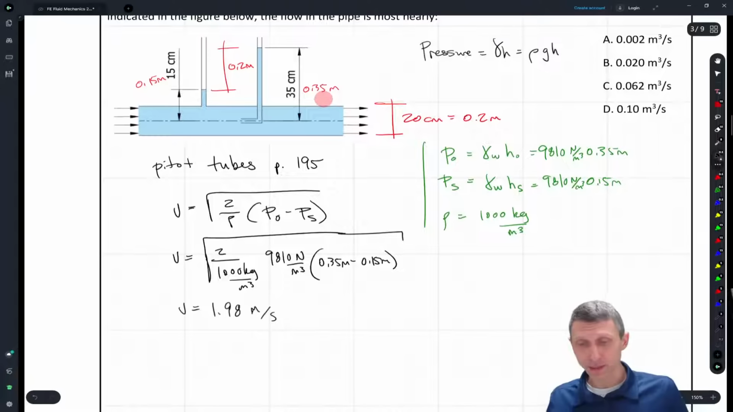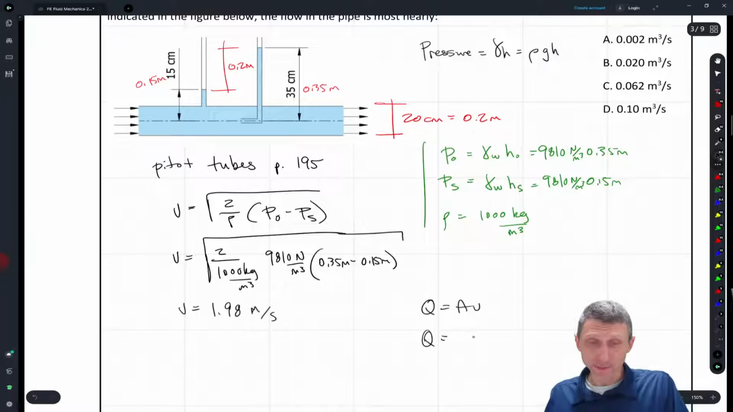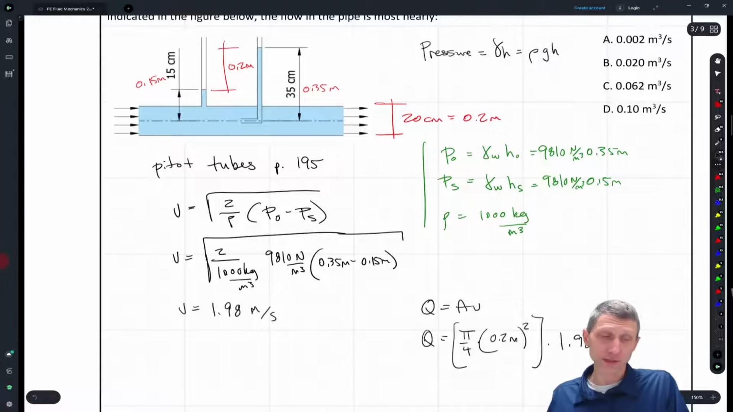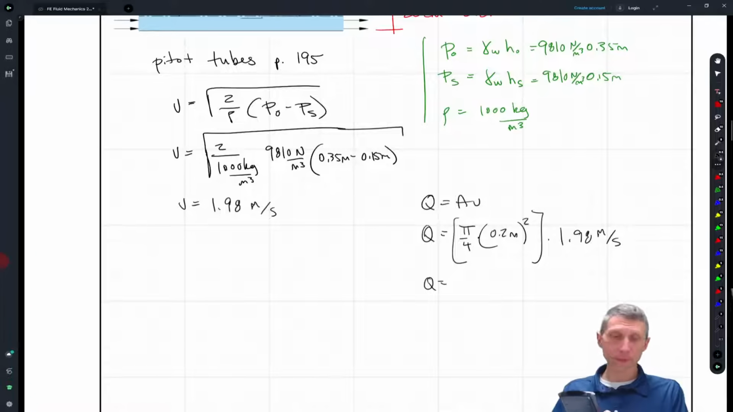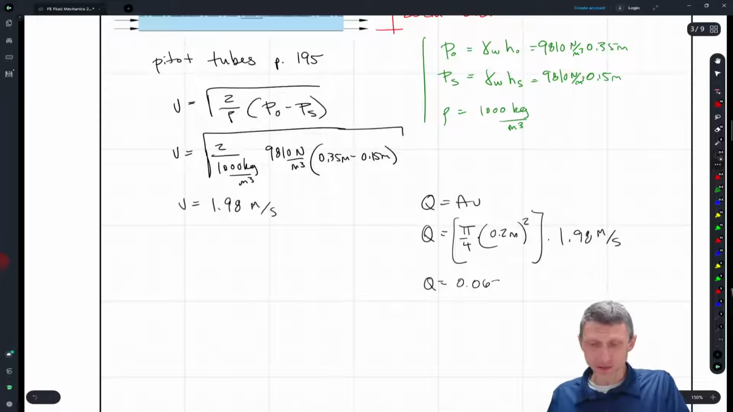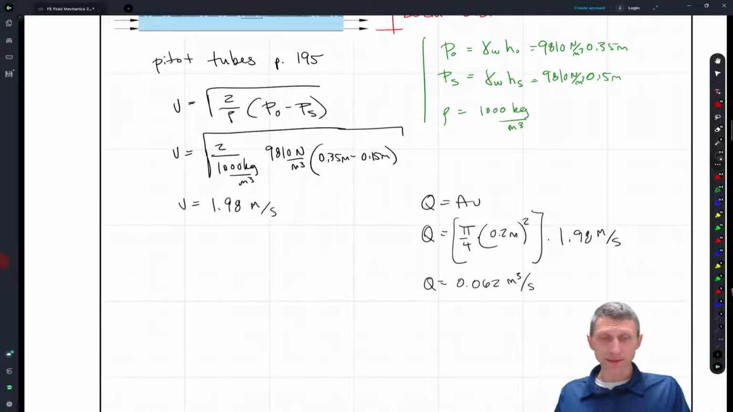we have to use that relationship of Q equals AV. So Q equals A, the area of the pipe, so pi over 4 times 0.2 meters squared. That's our area, times our velocity of 1.98 meters per second. And the units work out, and hopefully everything else does too. So what do we get? We get pi over 4 times 0.2 squared times 1.98. And I got about 0.062 meters cubed per second. Hopefully that works for you.